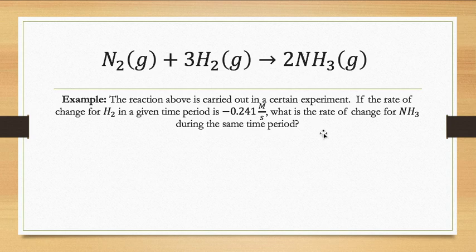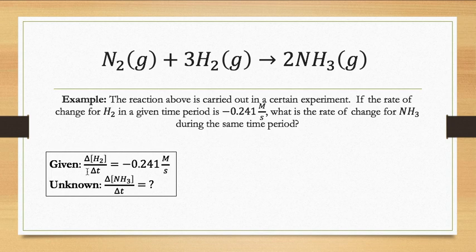So the first step you should always take with any kind of word problem is just to highlight what's given and what's not known. What do we need to figure out? We're given the rate of change of H2. Delta H2 over delta T is -0.241 molarity per second. What we're trying to find is the rate of change for ammonia. We know the rate of change for H2 is this value. And we can use the stoichiometry, right? Because it says over the same time period, we can use the stoichiometry just to figure out how much NH3 is going to change by using the mole ratios.